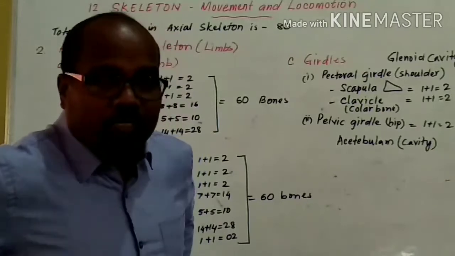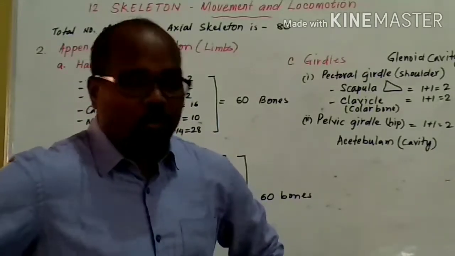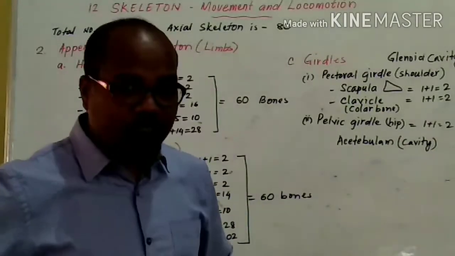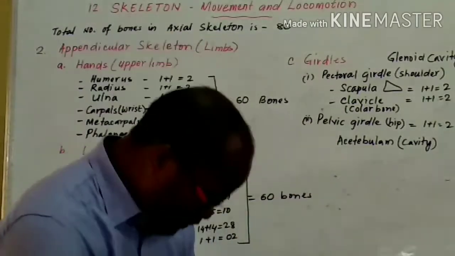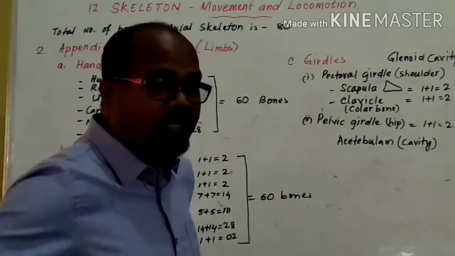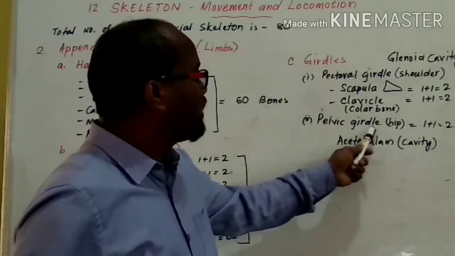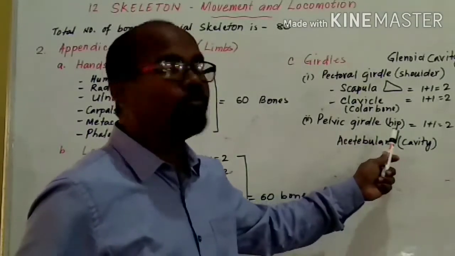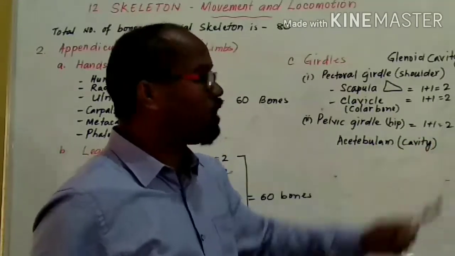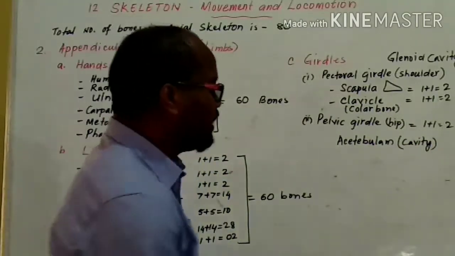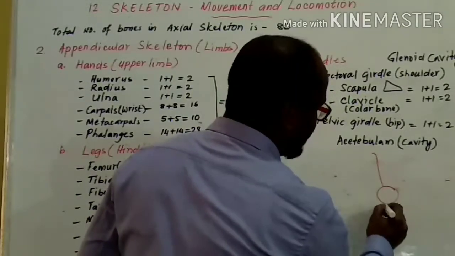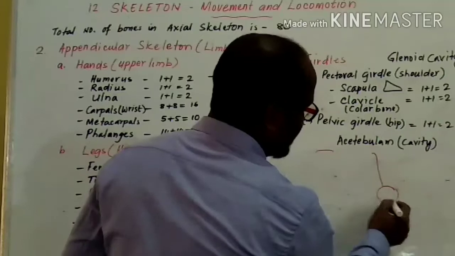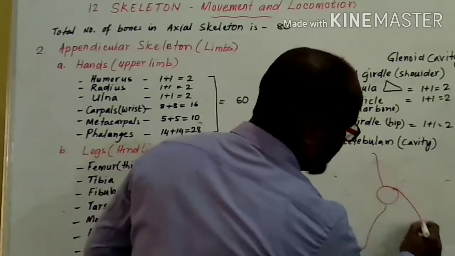Coming to the lower part, here pelvic girdle we have, where the femur, the thigh bone, is connected to the bone here at the hip region. This is called pelvic girdle. And pelvic girdle we have two of them, 1 plus 1. In the pelvic girdle, there is a cavity. Say for example, this is a pelvic girdle. There is a cavity.